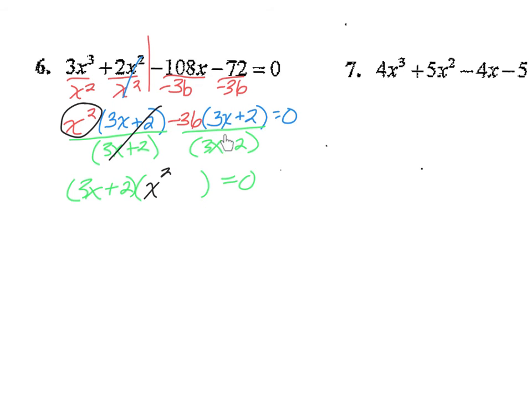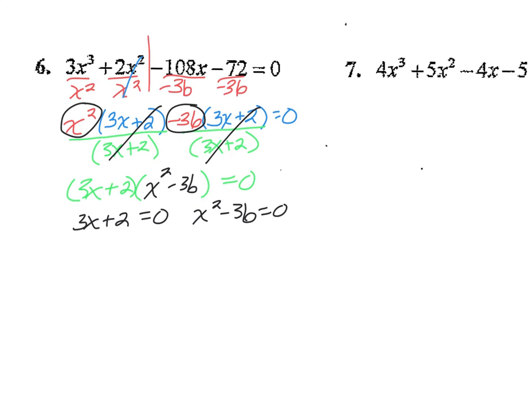And then these are going to cancel, and so we're left with a minus 36. So then one or both of these should have a value of 0 for their product to be 0. So we're going to set the 3x plus 2 equal to 0, and the x squared minus 36 equal to 0. So let's start with the easier one first.